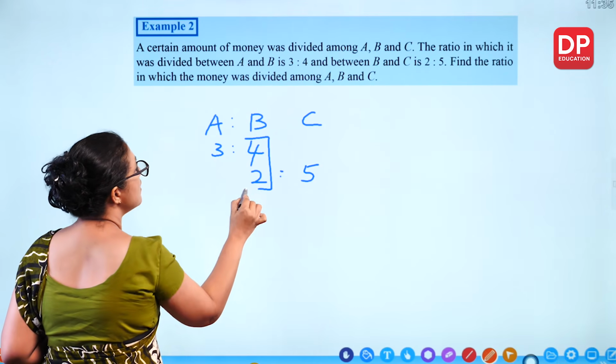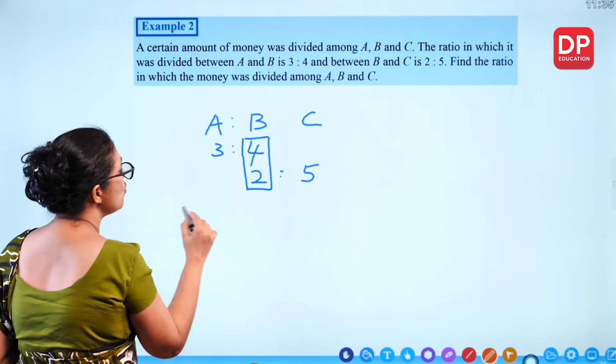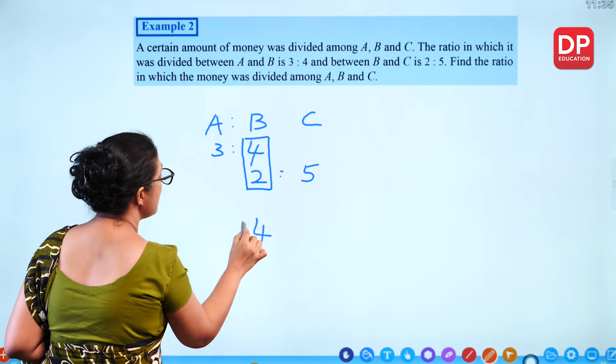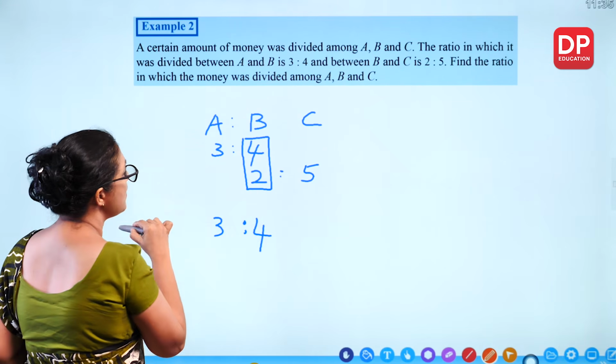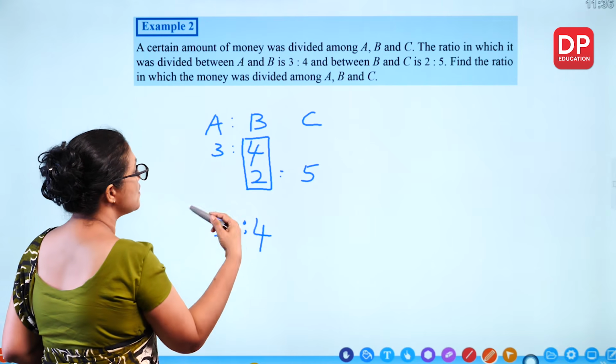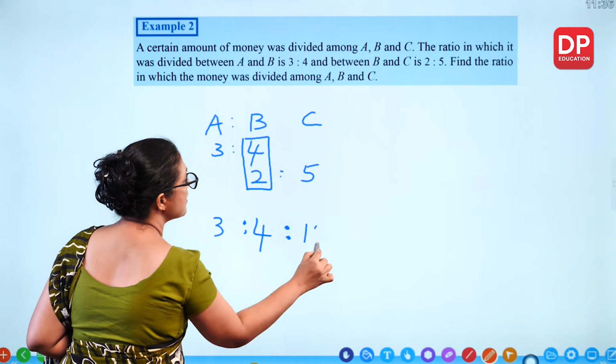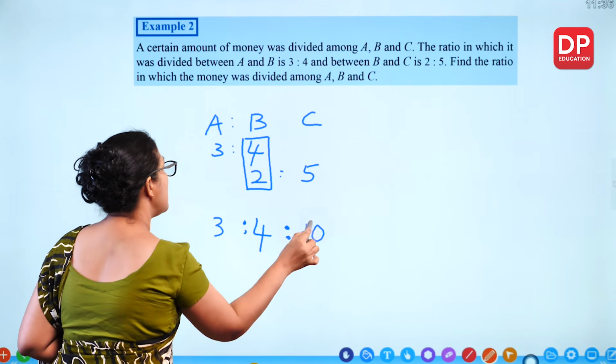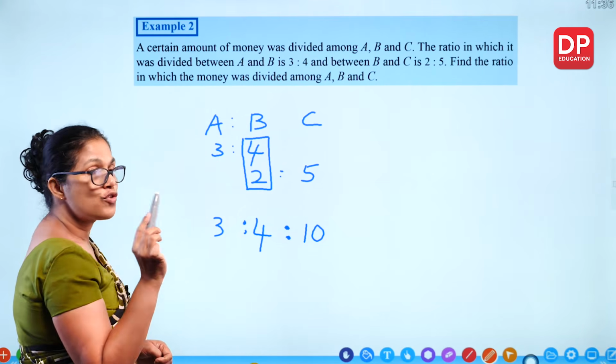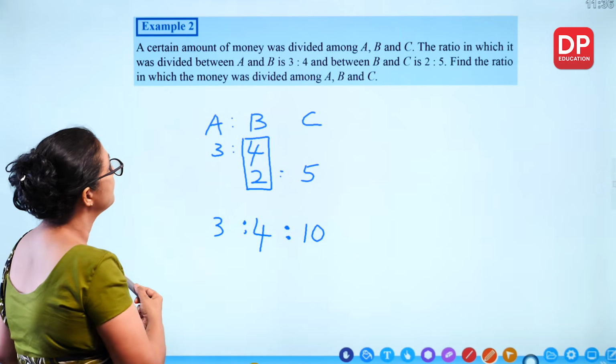So what's the lowest common multiple of 4 and 2? That's 4. So nothing happens here. So you write the same thing. 2 to 4, that means multiply by 2. 2 times 5, that's 10. So the ratio between A to B to C is 3 to 4 to 10.